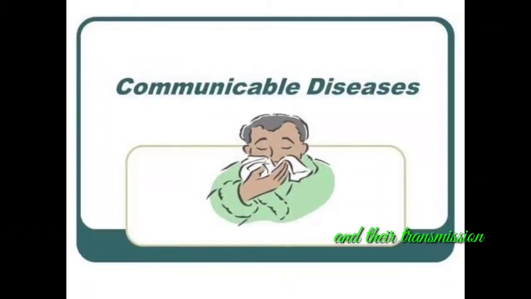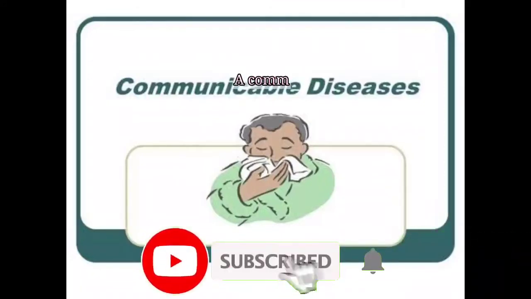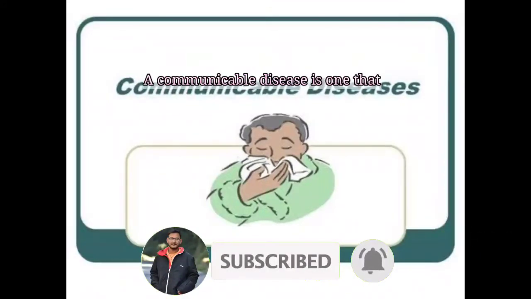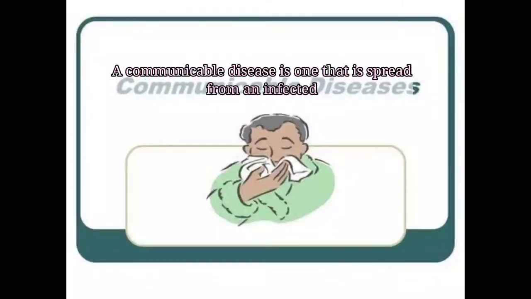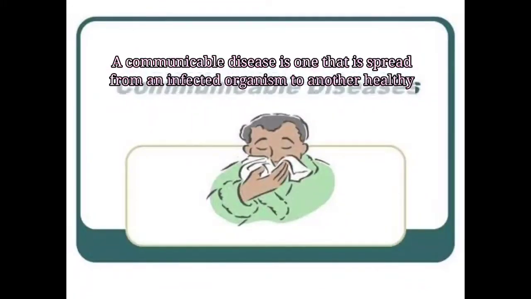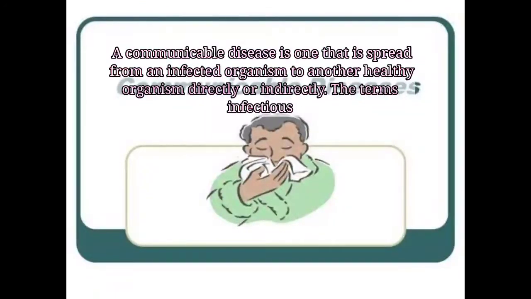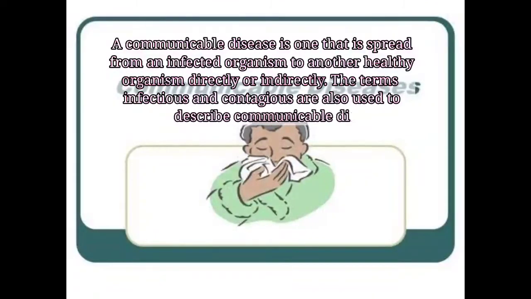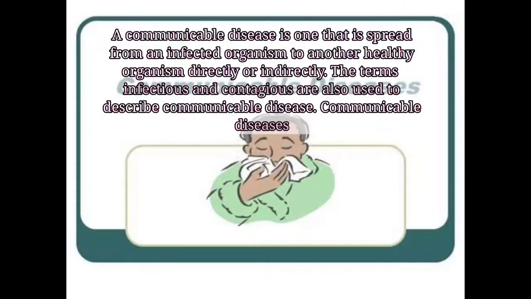Good morning, students. Today we are going to discuss more about communicable diseases and their transmission. Earlier, we discussed that a communicable disease is one that is spread from an infected organism to another healthy organism directly or indirectly. The terms infectious and contagious are also used to describe communicable diseases. Communicable diseases are caused by pathogens.